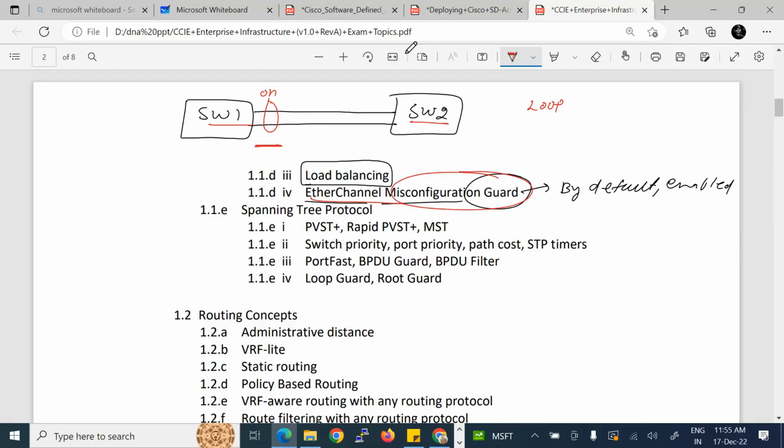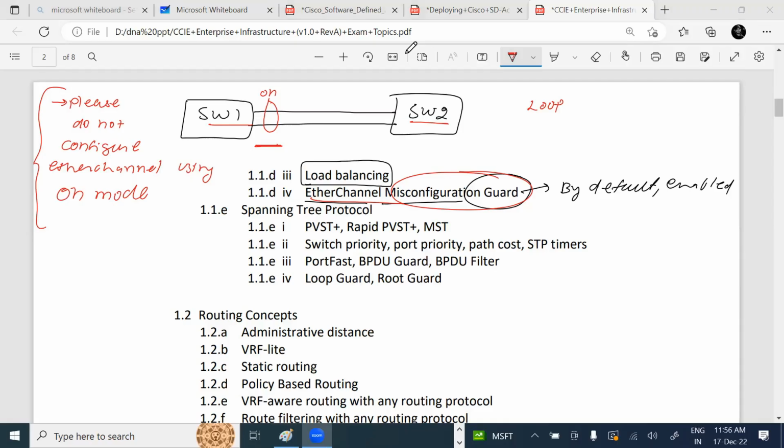It is enabled by default, but it is always recommended that you do not configure EtherChannel using on mode.